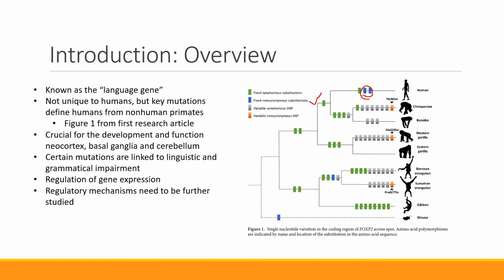An example is a point mutation that alters the foxp2 transcription factor, which may lead to linguistic and grammatical impairment through some cited examples, such as developmental verbal dyspraxia or childhood apraxia of speech, as well as issues with written language. Since the foxp2 gene is involved in the regulation of certain gene expression, we know that more in-depth regulatory mechanisms need to be further studied to get a better insight on the foxp2 gene and its functions.